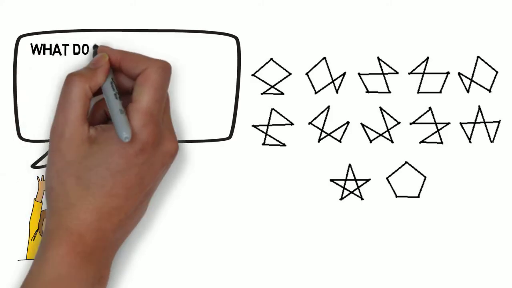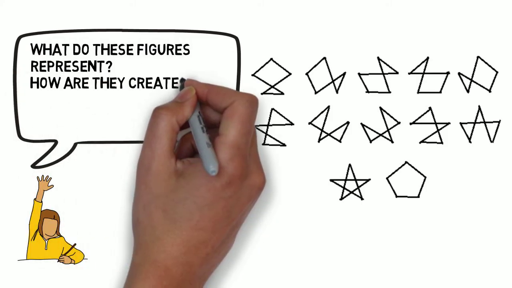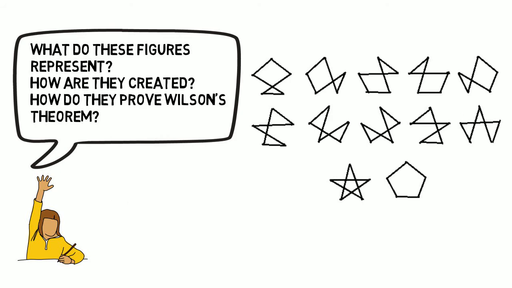So my questions were, what do these figures represent? How are they created? And how do they prove Wilson's theorem?